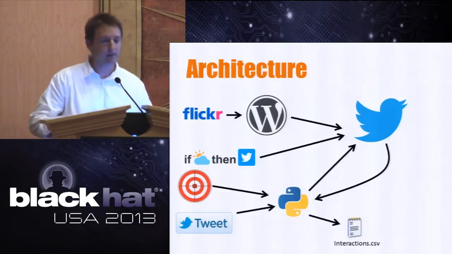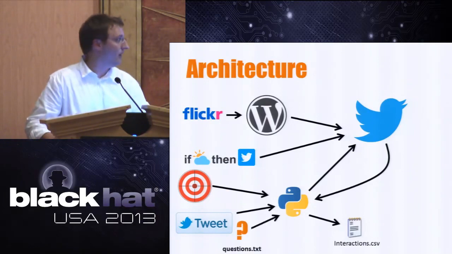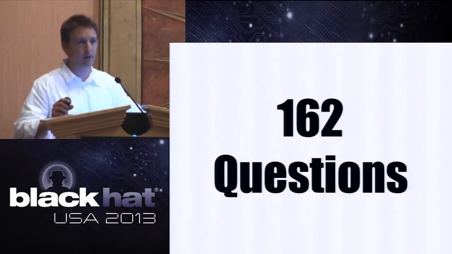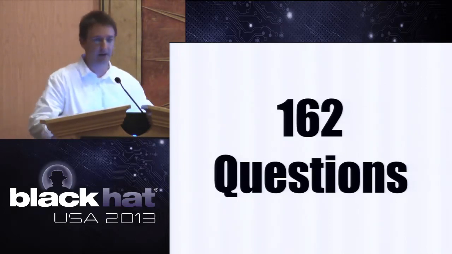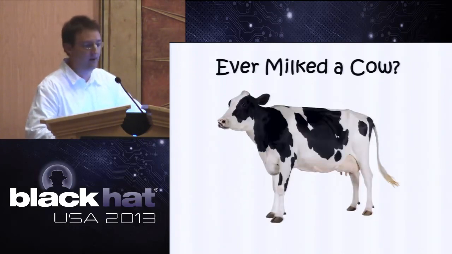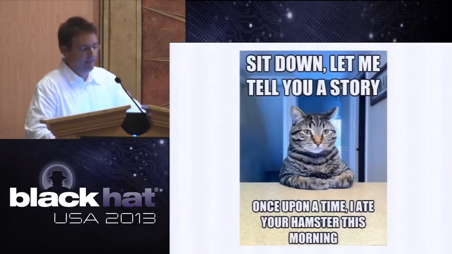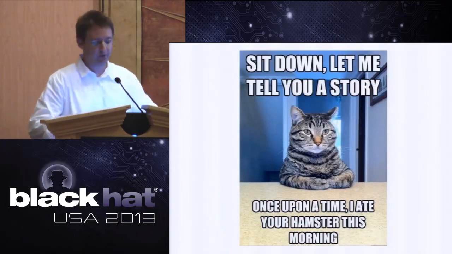So then what we did, in the same way that the Web Ecology project did, we started asking questions of each of the users that we'd followed, as long as we hadn't been blocked. We had a pool of 162 questions, which we duplicated so it'd go through and ask those questions, and get to the end of the questions. The questions were also fairly inane, like, ever milked a cow? And what's better, a dog or a cat? And these would actually generate some responses, which was pretty interesting.